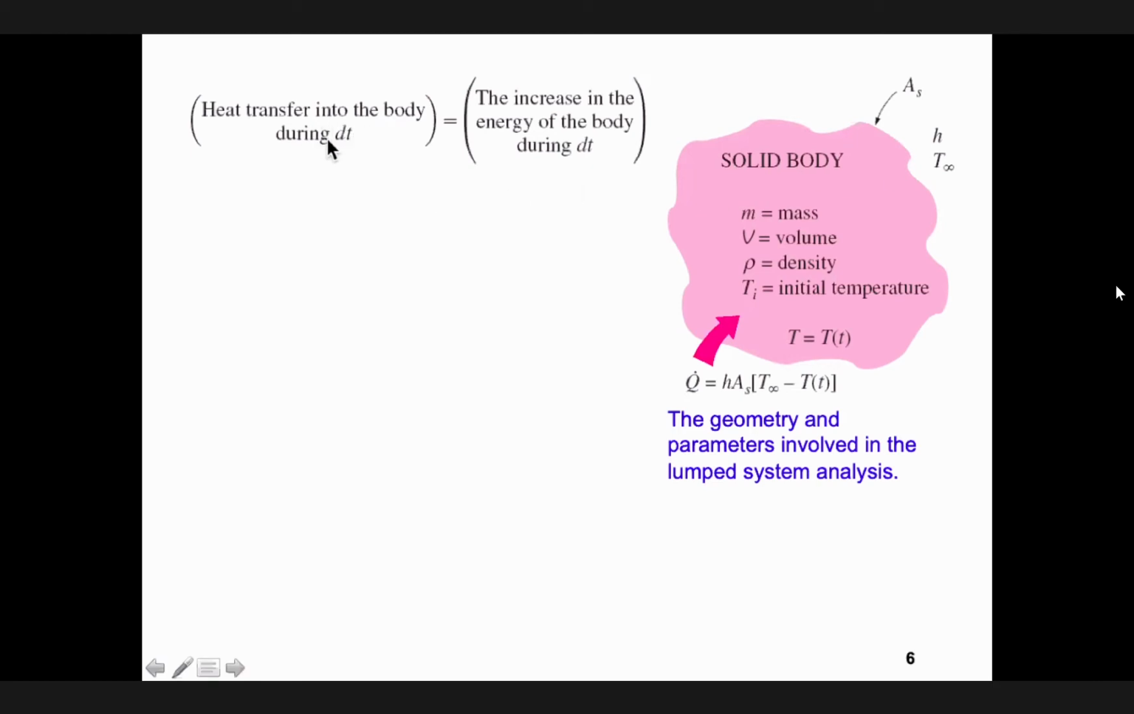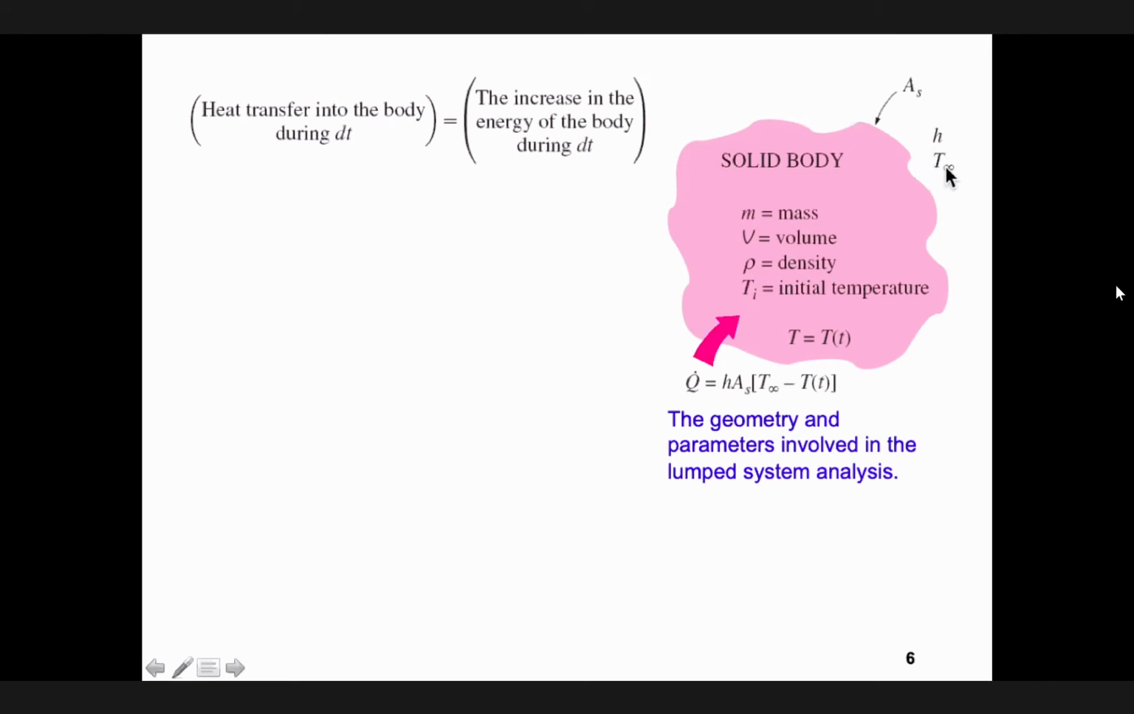Heat transfer to the body during delta T. This is the amount of the energy that either you're losing or gaining by convection. This is the amount of the energy, okay? Depending on the temperature. And then there's a change in the temperature of the sphere. It was 70 degrees, then becomes 69, then becomes 68, slowly dropping. Therefore, it has an initial temperature of, let's say, Ti, okay? The initial temperature is Ti. And slowly, for example, it is cooling down, losing heat to the environment.